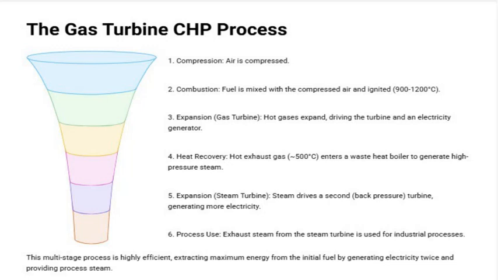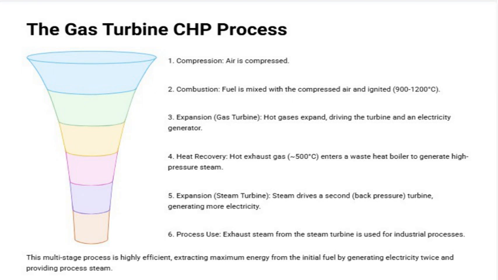First, air is compressed, which increases its pressure and temperature, preparing it for combustion. Next, we introduce fuel into the compressed air and ignite the mixture, reaching temperatures between 900 and 1,200 degrees C. This high-temperature combustion produces hot gases that expand rapidly, driving the gas turbine and generating electricity.